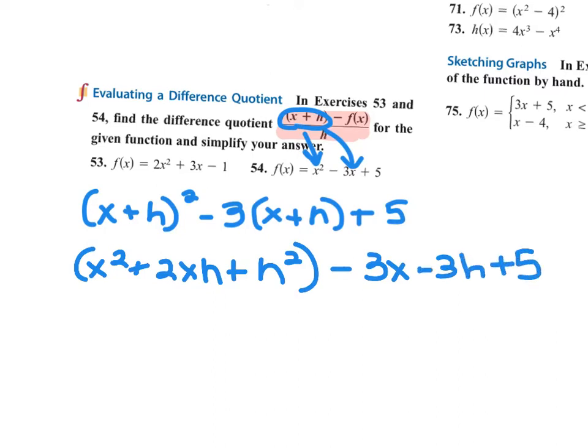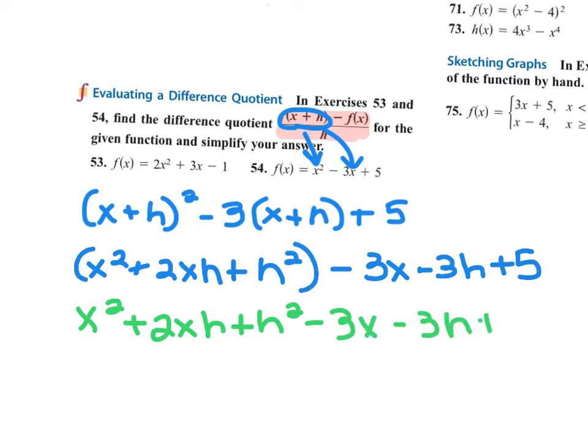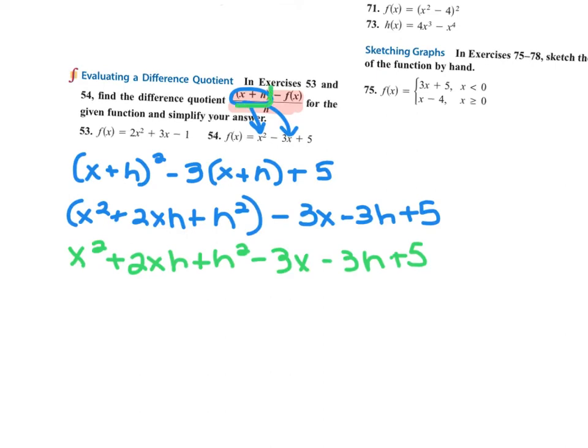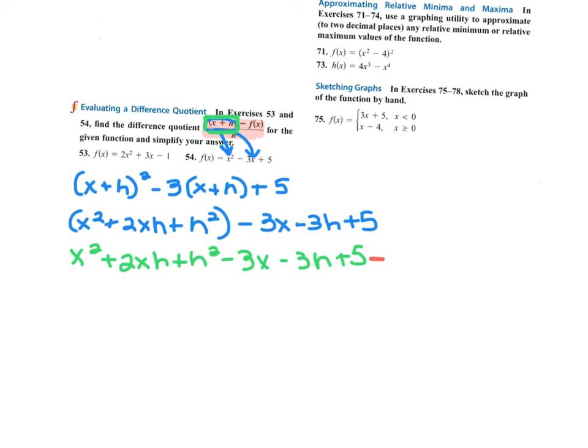And then I would see if I could cancel anything out from here. There's only 1 x squared, only 1 xh, only 1 h squared, only 1 x, 1 h, and the constant. So it stays how it is. That's the first part. Then from that, I'm going to subtract the whole f of x. So x squared minus 3x plus 5.